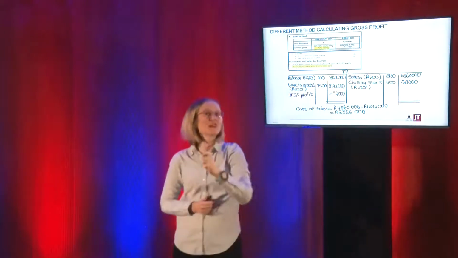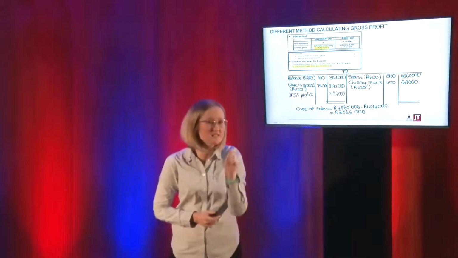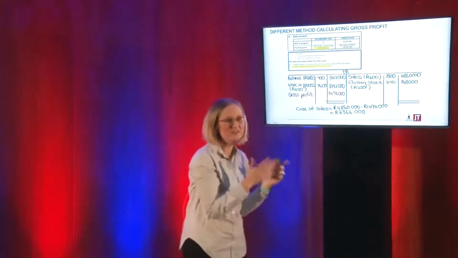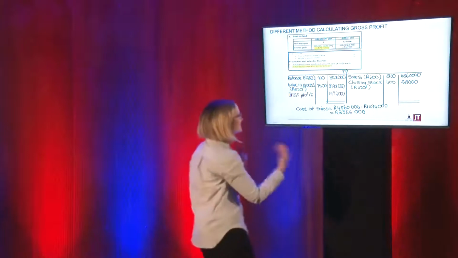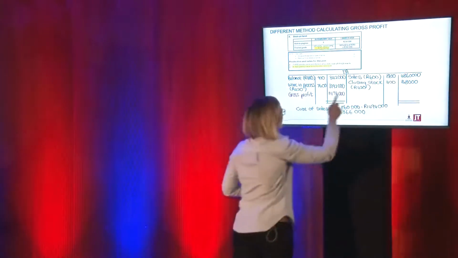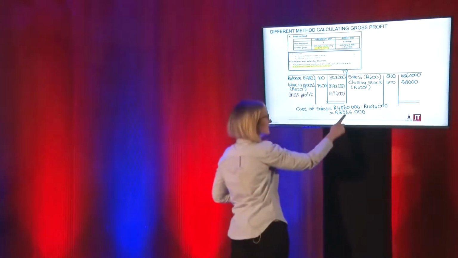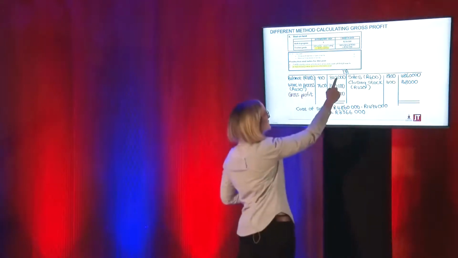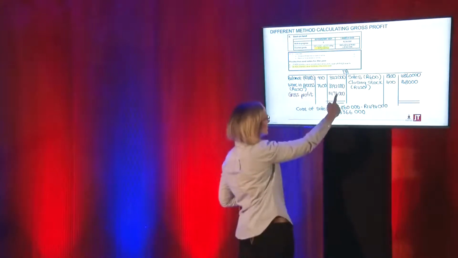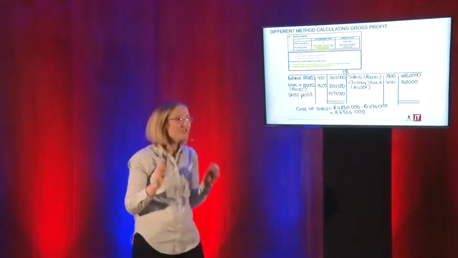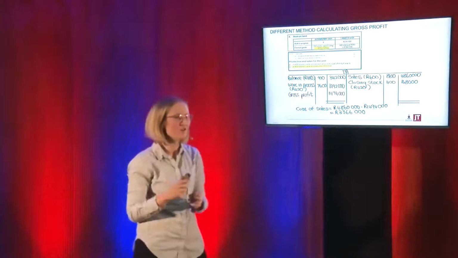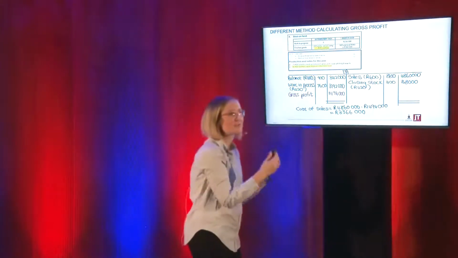Again, I need to calculate the percentage markup, so I still need the cost of sales. So from this, I can actually get the cost of sales. I can just say, well, sales minus gross profit equals cost of sales. Or we can say opening stock plus work in process minus the closing stock. So if you understand the basics in accounting, there are different ways to solve getting to exactly the same answers.